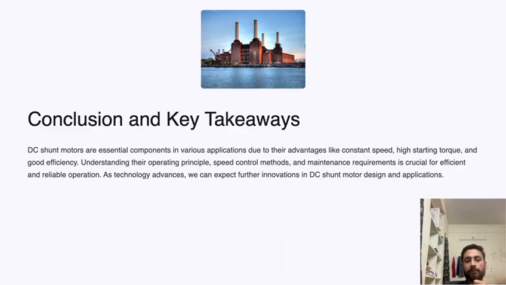Conclusion and key takeaways. DC shunt motors are essential in various applications due to their advantages like constant speed, high starting torque, and good efficiency. Understanding their operating principles, speed control methods, and maintenance requirements is crucial for efficient and reliable operation. As technology advances, we can expect further innovations in DC shunt motor design and applications.